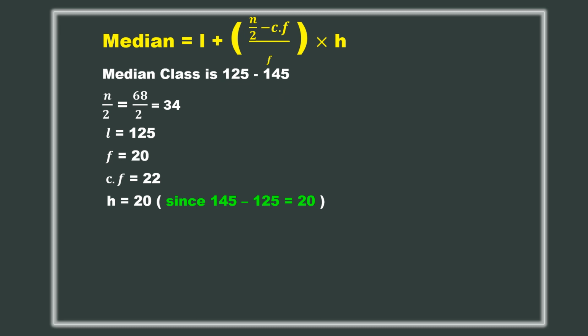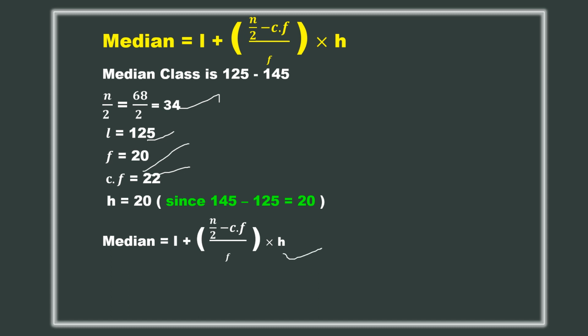Now take all these values and substitute them in your median formula. Median equals L plus N by 2 minus CF by F into H. Now put all these values: L is 125, N by 2 is 34, CF is 22, F is 20, into H which is 20. Put all these values and simplify it.